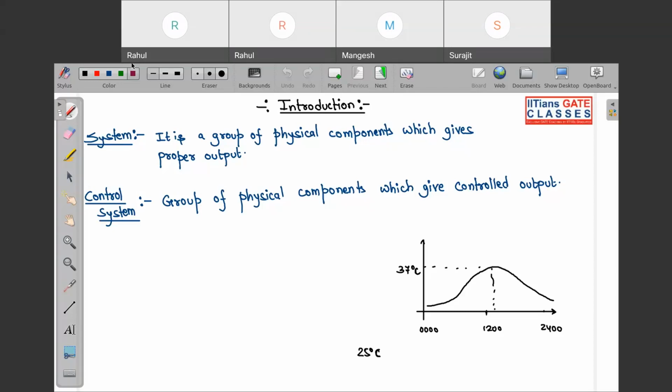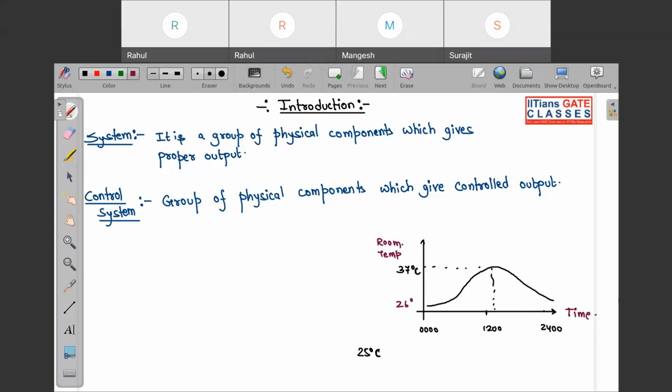Now a simple example of this system is what? Suppose you are in a room. Okay, in a room. So in your room, the room temperature can vary from like 26 degrees to 37 degrees on a normal summer day. Okay, so here you can see this is your room temperature in degree C, and this is your hour or time.